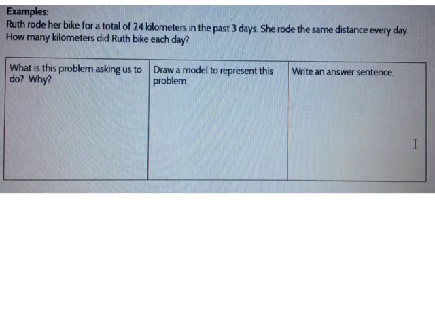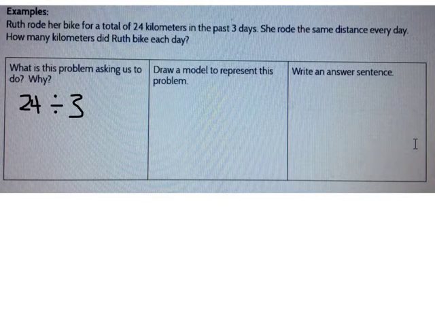Let's do another example. Ruth rode her bike for a total of 24 kilometers in the past 3 days. She rode the same distance every day. How many kilometers did Ruth bike each day? What is this problem asking us to do, and why? It's asking us to divide 24 divided by 3 because we are splitting 24 into 3 equal groups.